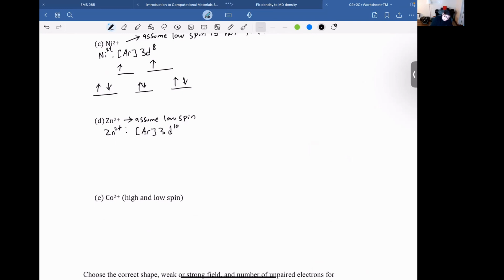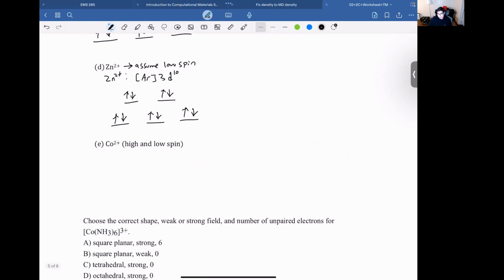Oops, I forgot 2 plus here. Doing the same thing here. It's low spin, so the way we fill this out is bottom one first, like that. And then we have 4 left, and this ends up being full.